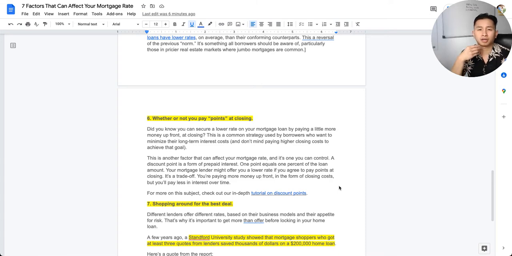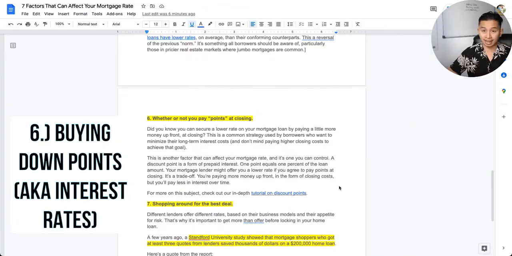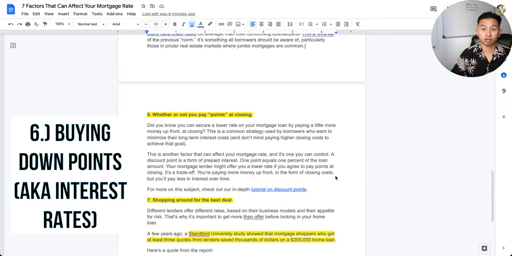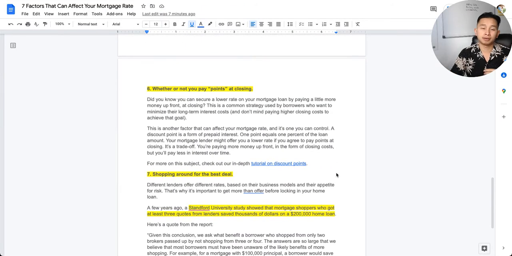Okay, and then also what determines your mortgage rate is whether you're planning to buy interest points down or not. Okay, you can buy your interest rate down. Okay, so talk to your lender about that. And then lastly, the 7th thing is that you got to shop around for the best deal. Okay, so look at this article.